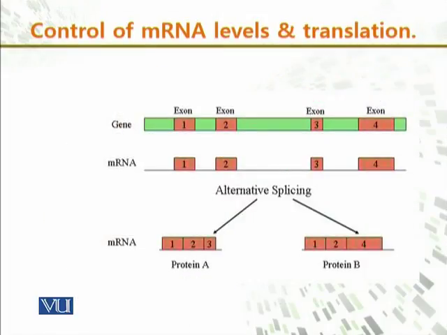For example, if we see this, there is a gene with exons 1, 2, 3, 4, and the messenger RNA respectively 1, 2, 3, 4. But in alternate splicing, what happens? The messenger RNA for protein A makes 1, 2, 3. But with alternate splicing, it can also go to 1, 2, and 4, which is protein B, and so on. If there are a large number of exons and a large number of messenger RNAs, then you can imagine how complicated the picture becomes.